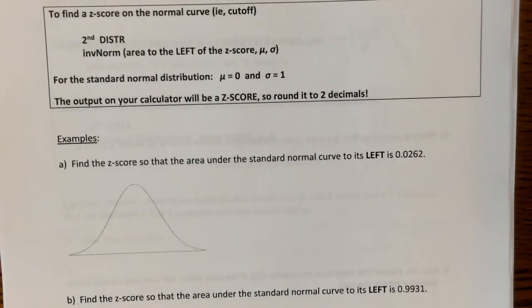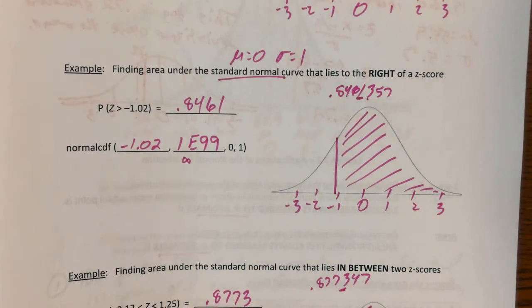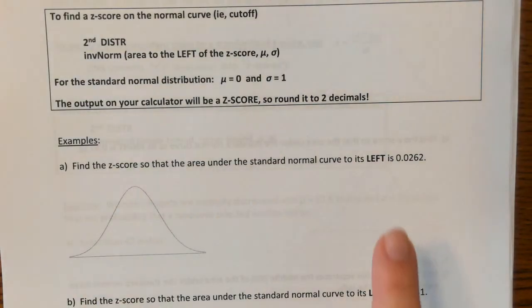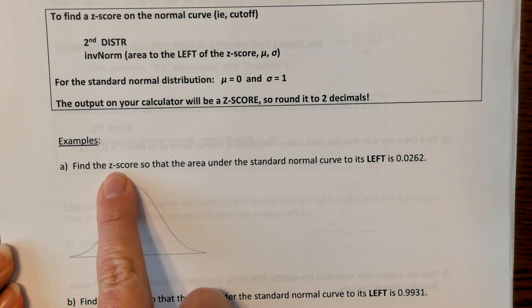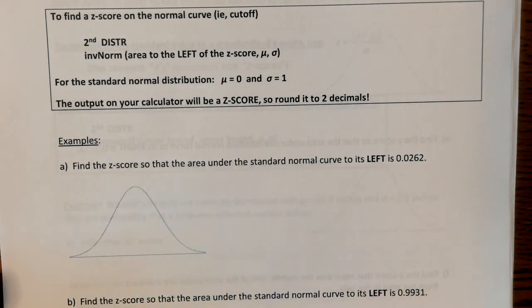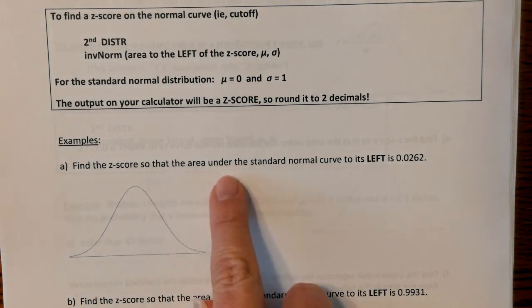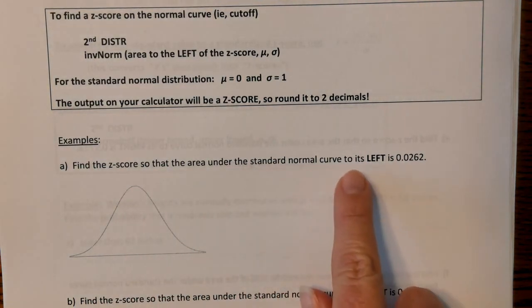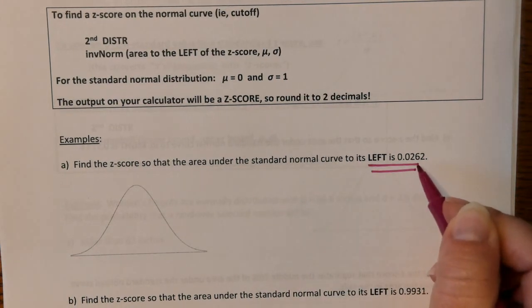Okay, page 5 here. Same idea, some very minor changes. This time, instead of giving us z-scores and asking us the area, they're going to give us the area and we have to find the z-score. Okay? So let's look at example A here. Find the z-score so that the area under the standard normal curve to its left is 0.0262.